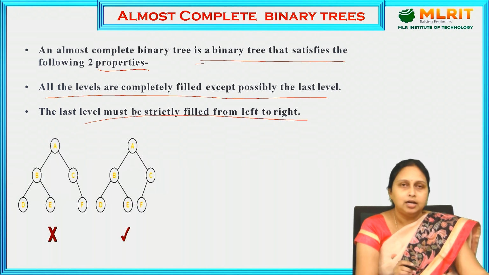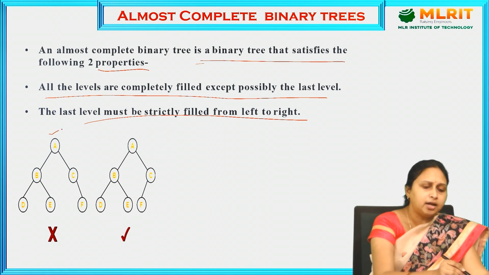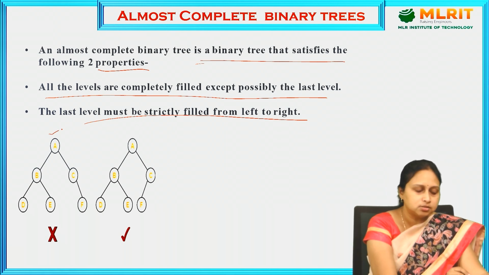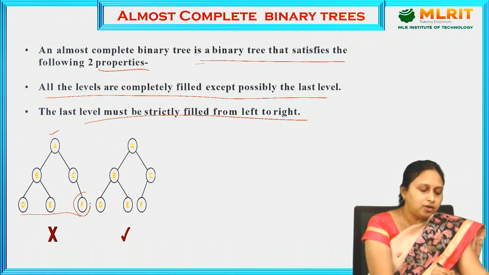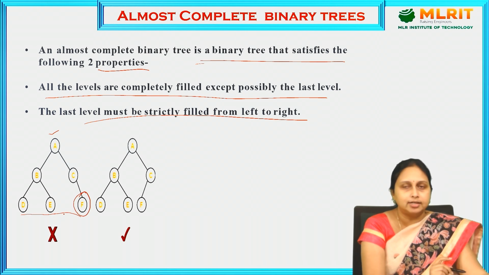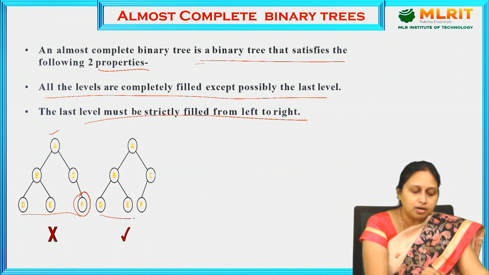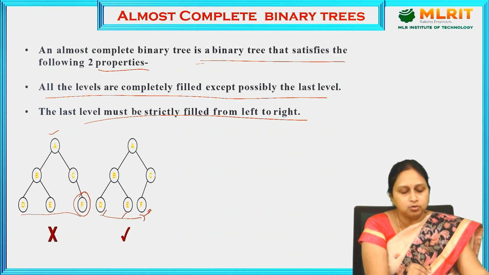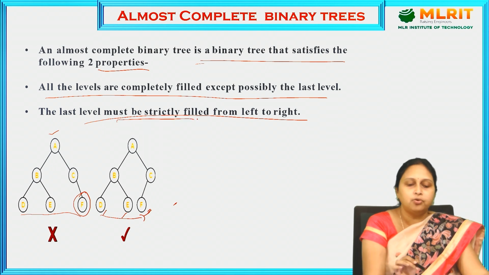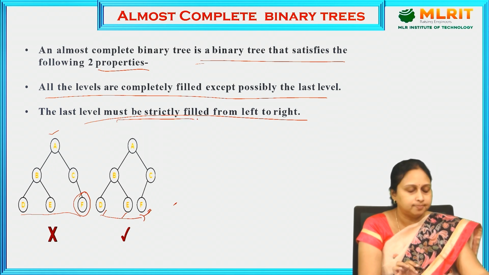Let us see this one. This is not an almost complete binary tree. Why? Because all the nodes are at the same level, but it is not filling from left to right. It is on the right hand side. That's why it is not an almost complete binary tree. It has to fill the nodes from left to right. If we can see D, E, F, these have to be filled on the left hand side first, then if you get any other node, that will be filled on the right hand side. This is the condition that has to be followed in the almost complete binary tree.